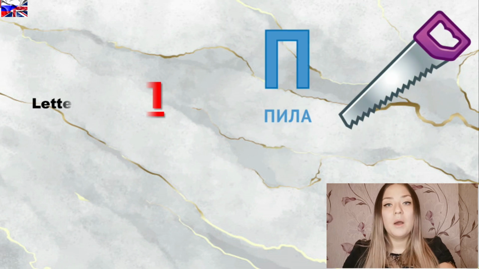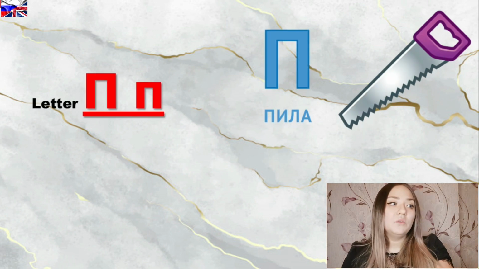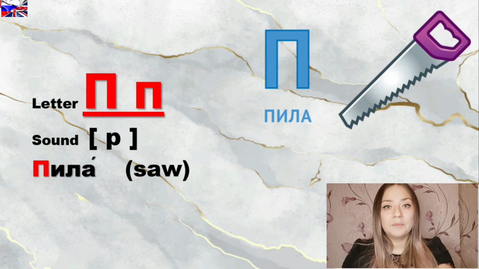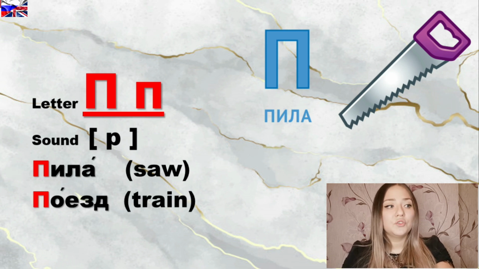So the next letter is letter P. Sound P. For example, the word saw. Saw is пила. Пила. Or the word train. Train is поезд. Поезд.